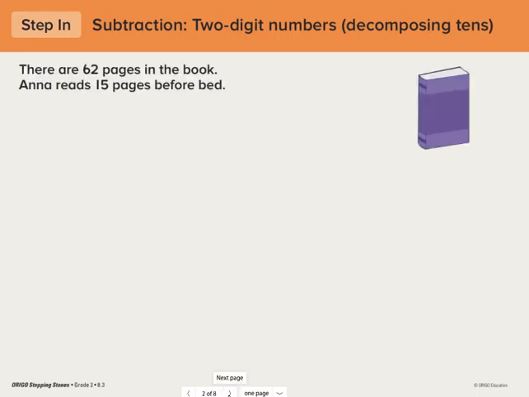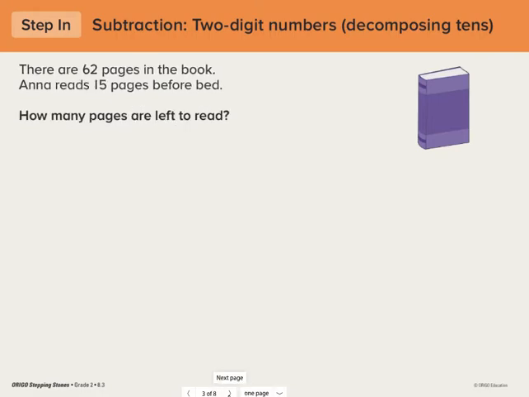So let's see. There are 62 pages in a book. Anna reads 15 pages before she goes to bed. How many pages are left to read? So let's figure out what the problem is asking us. There are 62 pages in a book. Anna reads 15 pages before bed. How many pages are left to read? So we are trying to solve for how many pages she has left to read after she reads 15 of them. So now let's think about what we know.